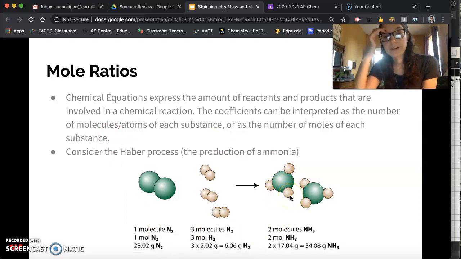Now scales and things, they don't read out the number of moles. What they give us is grams. So we could also use the molar mass to express this equation in grams.